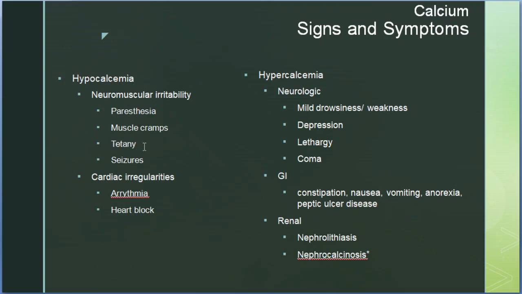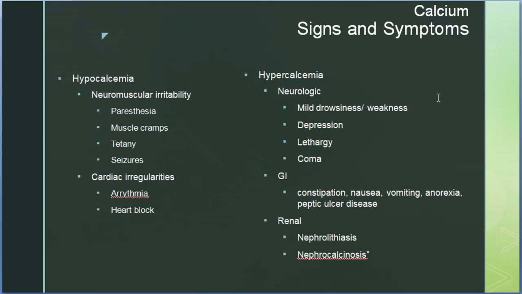Meron kami isa pang ginagawa, your Trousseau sign. Sa Trousseau sign naman, nilalagyan namin ng BP cuff ang patient, parang binibipihan ng patient, tapos we will wait for a certain time, and if there is flexion of your wrist and extension of your fingers or contractions of your fingers, then that is already a neuromuscular irritability, which is a good indicator of hypocalcemia. There is also cardiac irregularities. That's why, prior to surgery, dapat there is normal level of your calcium because it can cause certain arrhythmia or heart block. And ayaw nating mangyari sa patient while ginagawa natin ang surgery.